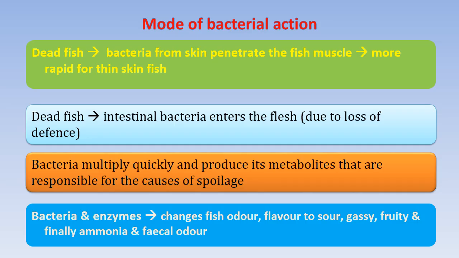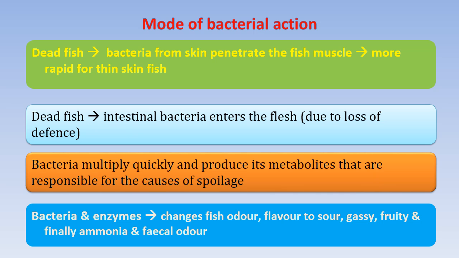Here we will see quickly the mode of bacterial action: how bacteria on the surface or in the intestine reach the muscle and act. Once the fish is dead, the bacteria from the skin slowly penetrate to the muscle through the skin, because the skin has permeability once it is dead. This is faster if the skin of the fish is thin. Similarly, once the fish is dead, the intestinal bacteria also enter the flesh, because the natural barrier which prevents the entry of intestinal bacteria to the muscle is lost. So the natural defense is lost, and the bacteria enter through the membrane and reach the muscle.